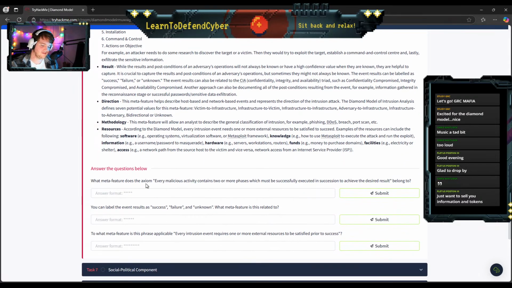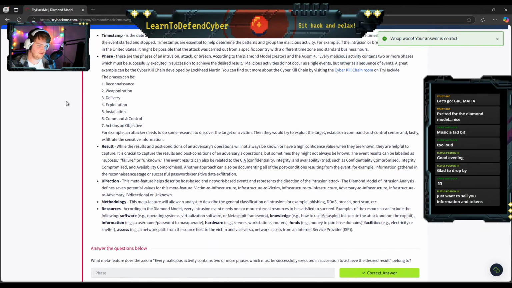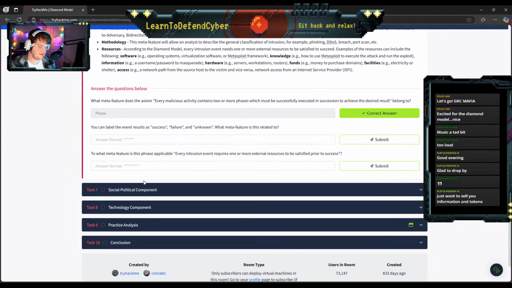What meta feature does the axiom "every malicious activity contains two or more of these phases, which must be successfully exploited or executed in succession to achieve their desired result" belong to? That is the phase axiom. Every malicious activity contains two or more phases. Yeah, you can see they described it up here. That's where we got that answer from, right there in the phase answer.